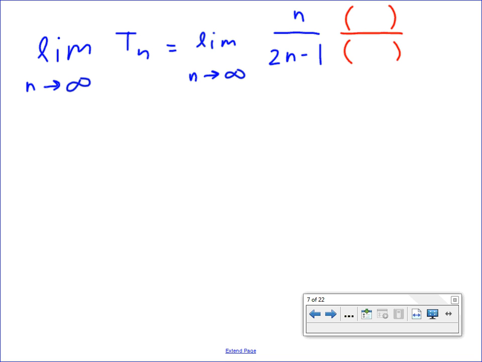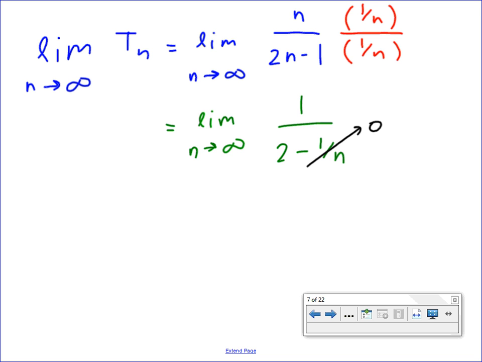What would we multiply both top and bottom by to algebraically evaluate this limit? Kobe? 1 over n. Yeah, let's do 1 over n, that is, divide each term by the highest power of n that appears and see if we can evaluate. Thank you. So that would be the limit as n goes to infinity of n times 1 over n is 1, over 2n times 1 over n is 2 minus 1 over n. Did this help us? Certainly. We can see now that as n goes to infinity, 1 over n goes to 0, and I'm left with the limit of 1 half. The limit of a constant is a constant.